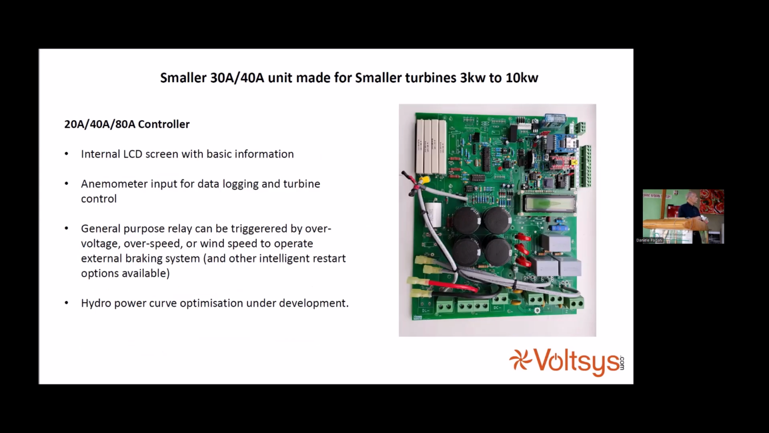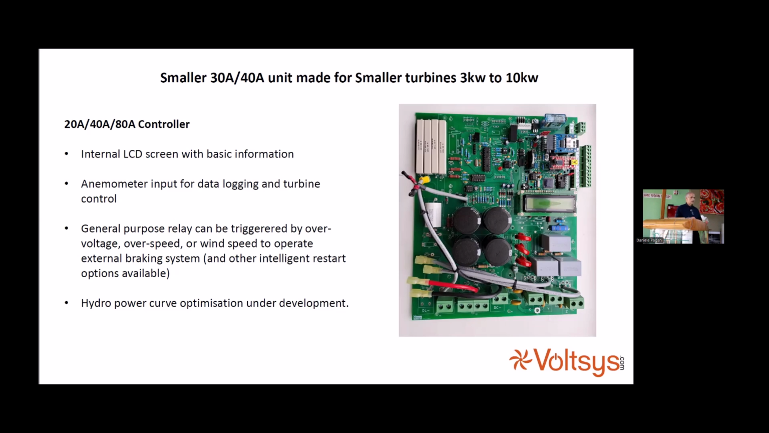And there's a general purpose relay up here, which can be used to brake the turbine using either a disc brake or changing a linear actuator to change the pitch of the blade. So whatever system the turbine manufacturer is using. It's got an anemometer input here.